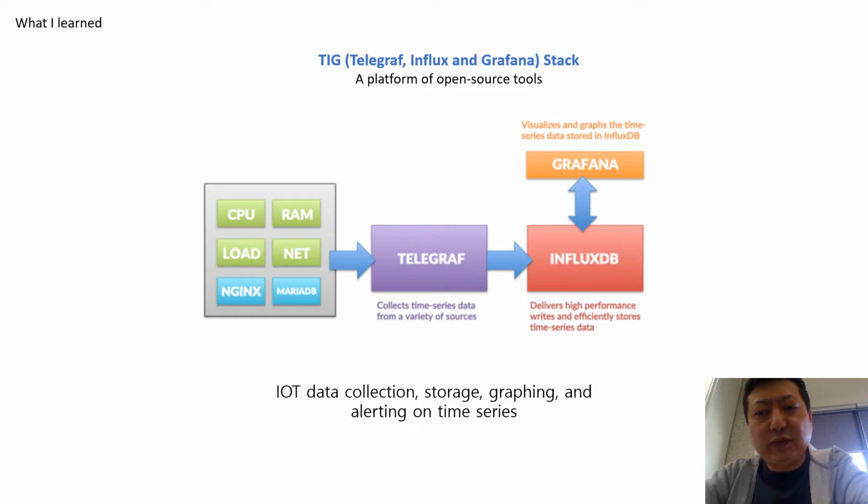After learning about things for the IoT platform and MQTT IoT protocol, we started to learn DigStack. DigStack is a powerful IoT data monitoring tool with a detailed dashboard to make collection, storage, graphing, and alerting on time series data easy. There are three elements of DigStack. DigStack stands for Telegraph, InfluxDB, and Grafana. Telegraph is a metric collection agent for collecting time series data from IoT devices.